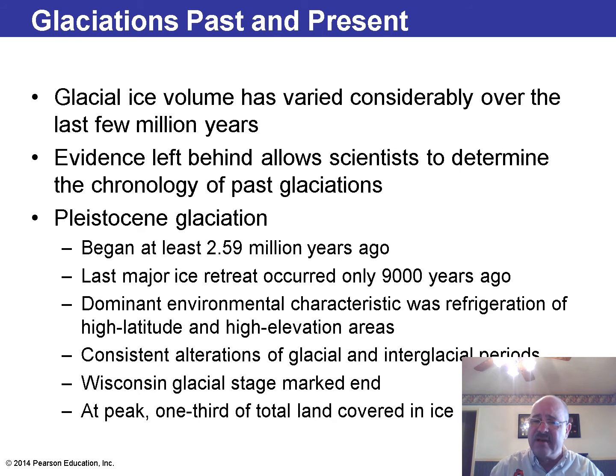The Wisconsin, the last one, they used to give names to them. Now they call them MIS and different things. So we had MIS, this, and this. But anyway, I'm not going to get into too much of that. If you want to take a course, we'll discuss that later. But they used to give them names, and this last glacial maximum was called the Wisconsin Glacial Stage. It marked the end of glaciation.